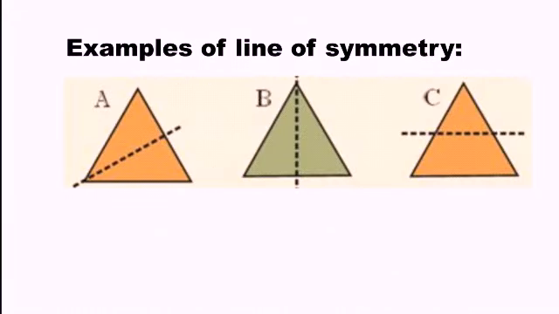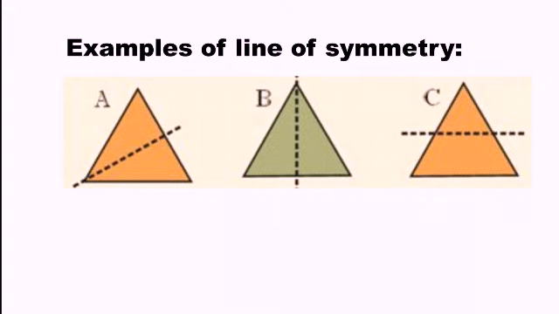Here I have shown three examples of line of symmetry: A, B, C. You have to tell me the name of the line of symmetry. You have to find which one is vertical, which one is horizontal, and which one is showing diagonal line of symmetry. That you have to mention in the comment section.